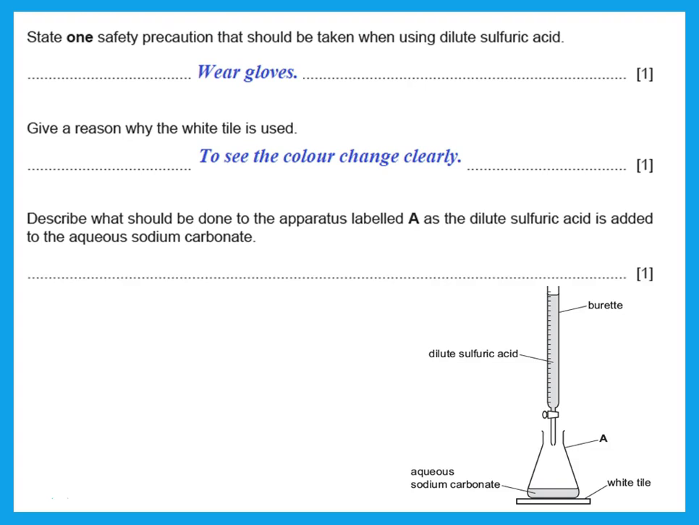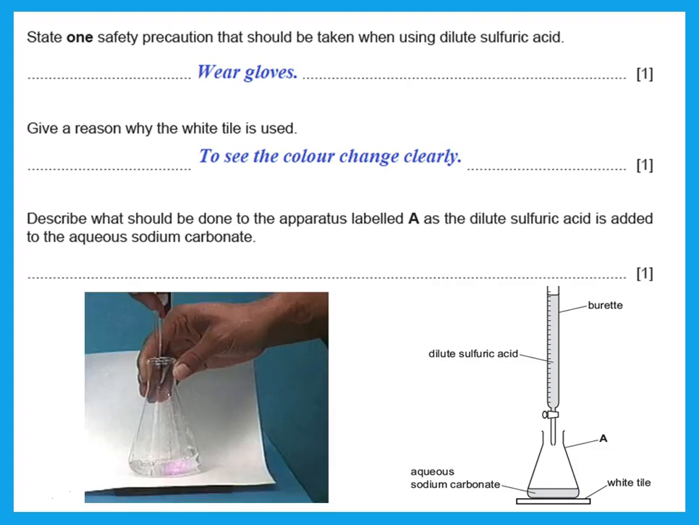Describe what should be done to the apparatus labeled A as the dilute sulfuric acid is added. Remember, as I add the acid, I should be swirling the flask in order to mix the contents so that we can get the correct volume of acid needed.